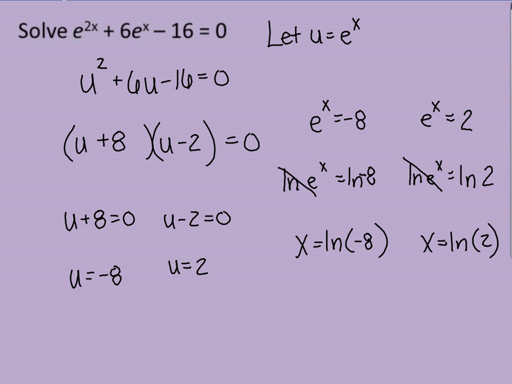Now the one on the left, you cannot take a log of a negative number, so that will not give us a solution. But on the right, the ln of 2, we will see that x is going to equal 0.693.